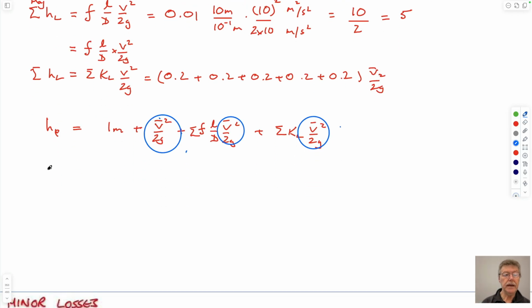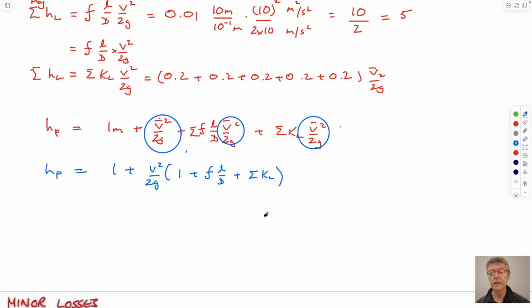So we can get the pump head to be equal to 1 plus 1, that's right now, v squared over 2g times 1 for this term, plus friction factor length over diameter plus sum of KL, and that's it. So it's easier if I do this by taking the v squared over 2g out of here, even though I did this calculation already.